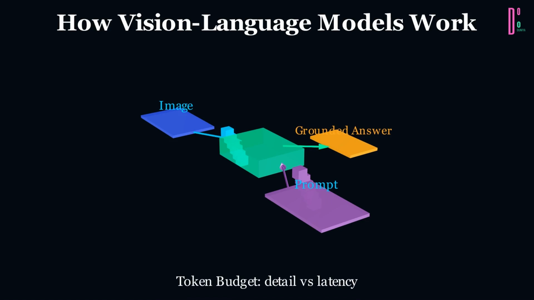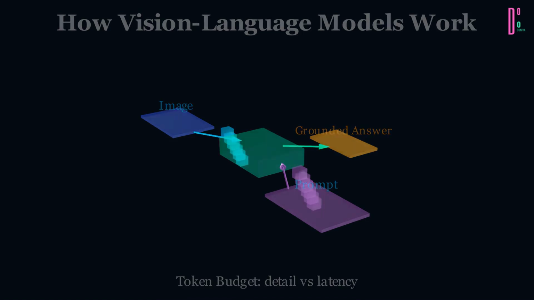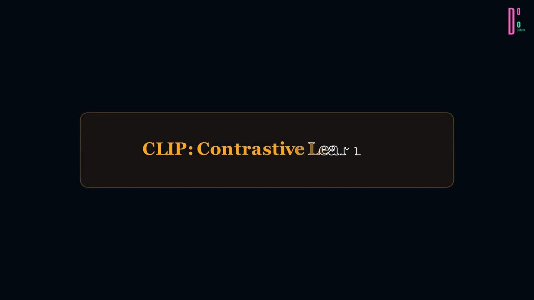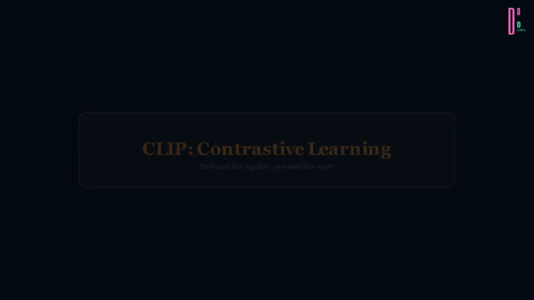Now let's talk about CLIP-style learning. During training, the model sees image and caption pairs. Correct pairs are pulled closer in embedding space. Incorrect pairs are pushed apart. This contrastive objective creates a shared semantic map where image and language can meet. That's why you can do text-to-image retrieval, smart moderation, and relevance ranking at scale. Think of CLIP as building a universal dictionary between pixels and words.